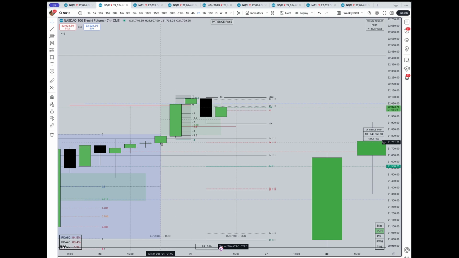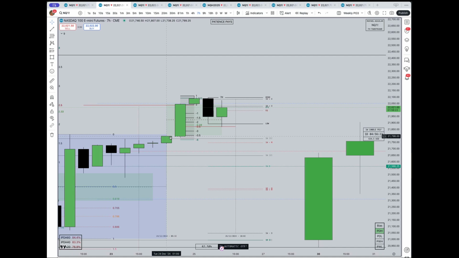So to start, let's start with my higher time frame, because when we want to enter a trade, we have to follow the order flow to a higher time frame. This is more reliable, it's more powerful.